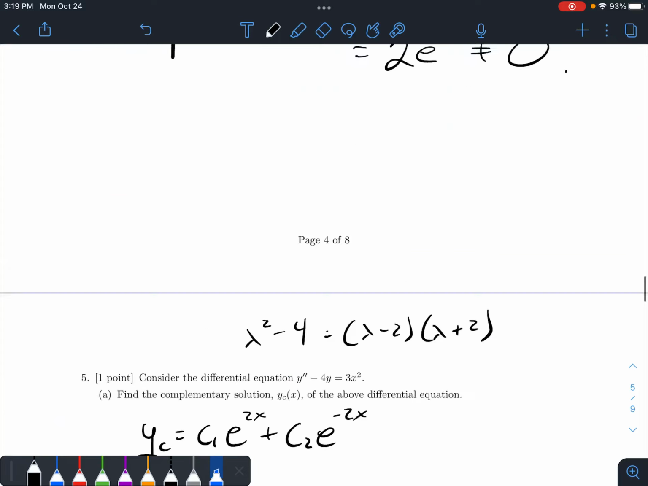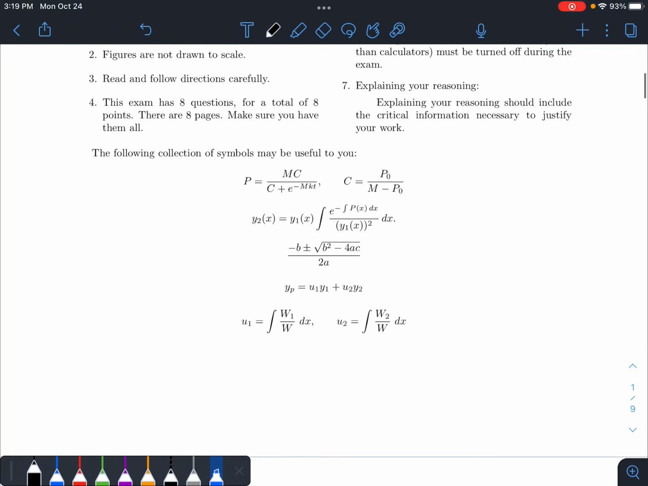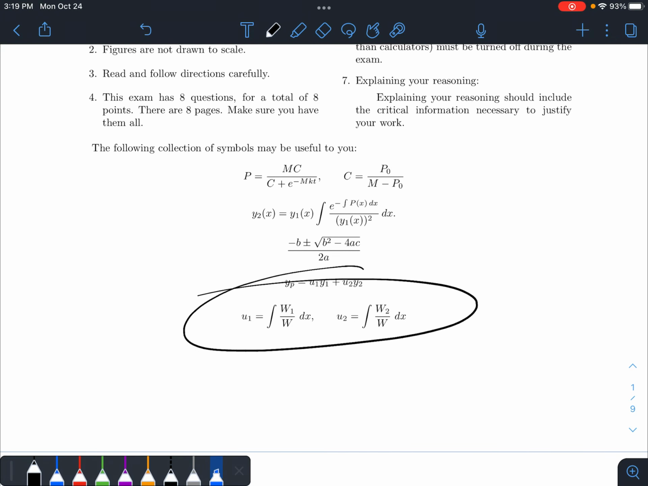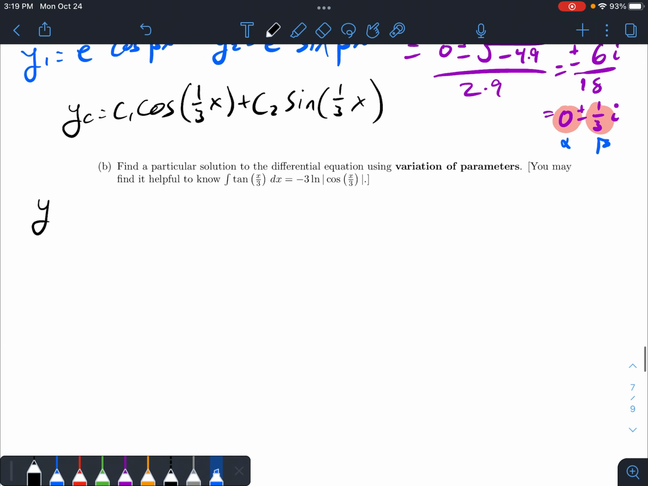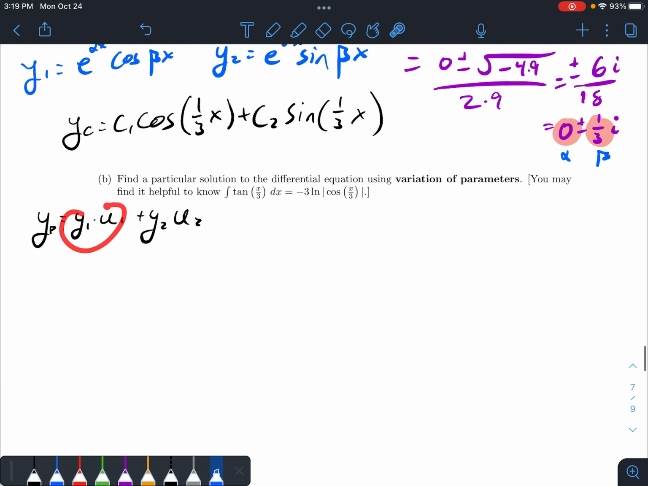All right, let's find the particular solution. So this is where we do variation of parameters. I have these memorized at this point, but these are the formulas that we're working with. u1 is equal to W1 over W, and then integrate it. So just make sure that you know how to do these. The whole point is our y sub p is equal to y1 times u1 plus y2 times u2. The order here doesn't really matter. This might not match what's up there, but again, it doesn't matter.